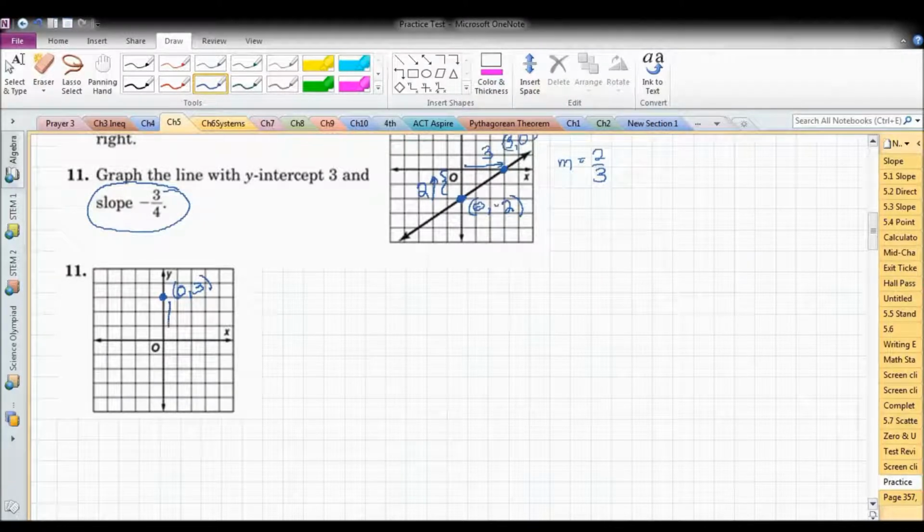So I'm going to move down 3, 1, 2, 3, and in the positive direction 4, 1, 2, 3, 4, and the point right here will be 4, 0. And I'll draw a line through that. I see that I did forget to label that point, but make sure when you're doing this on your paper that you label at least 2 points.